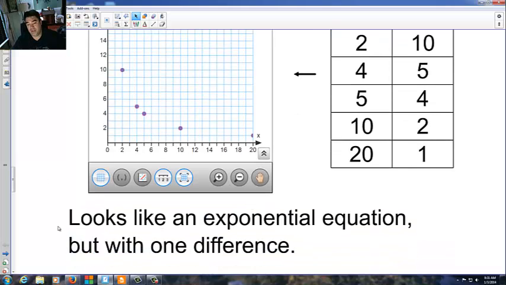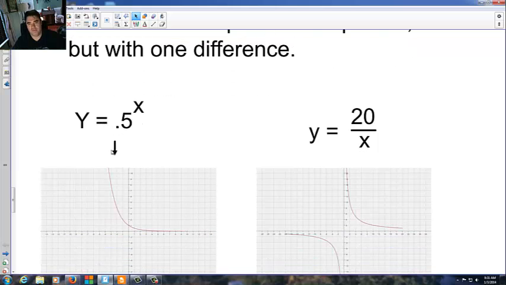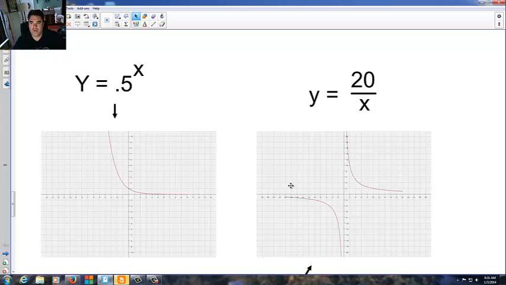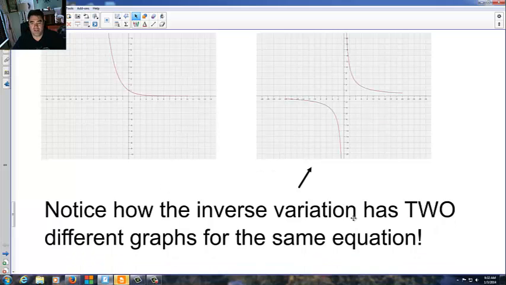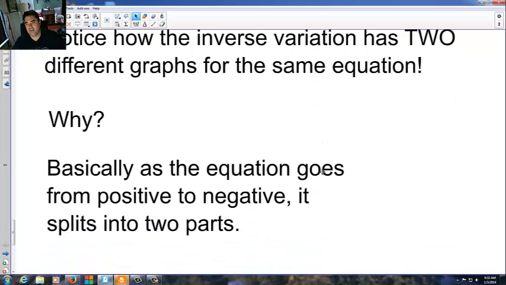It looks like an exponential equation, but with one difference. When you have an exponential function, such as y equals 0.5 to the x, you're going to have a gentle curve like this. But if you have y equals 20 over x, you have that curve, but look what happens. There's a second one. Now, why is there a second one? Notice how the inverse variation has two different graphs for the same equation. Basically, as the equation goes from positive to negative, it splits into two parts. So instead of doing this, it splits. And this part's like this, but then this part's like this. Like that. That is an inverse variation.